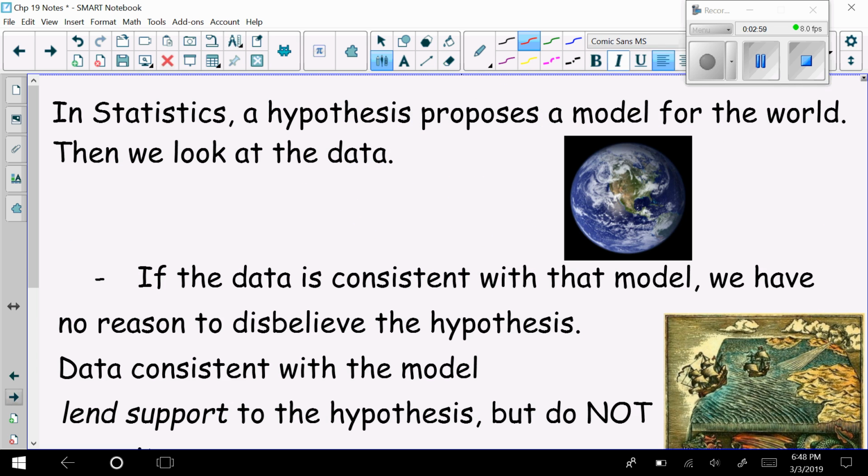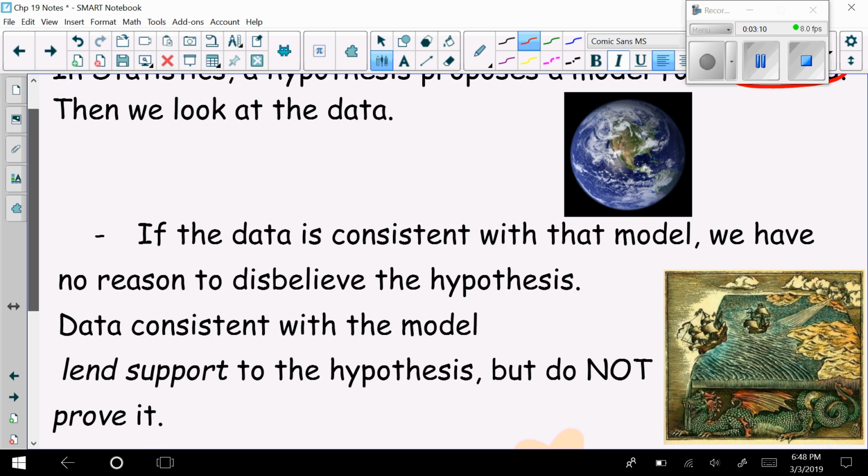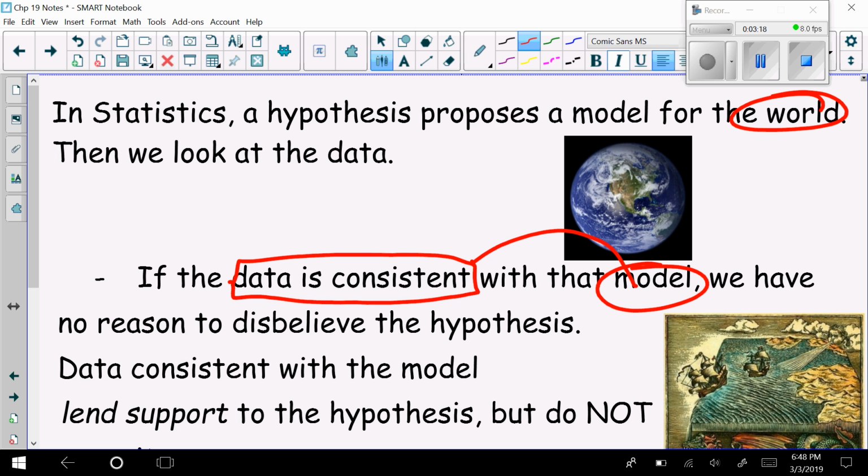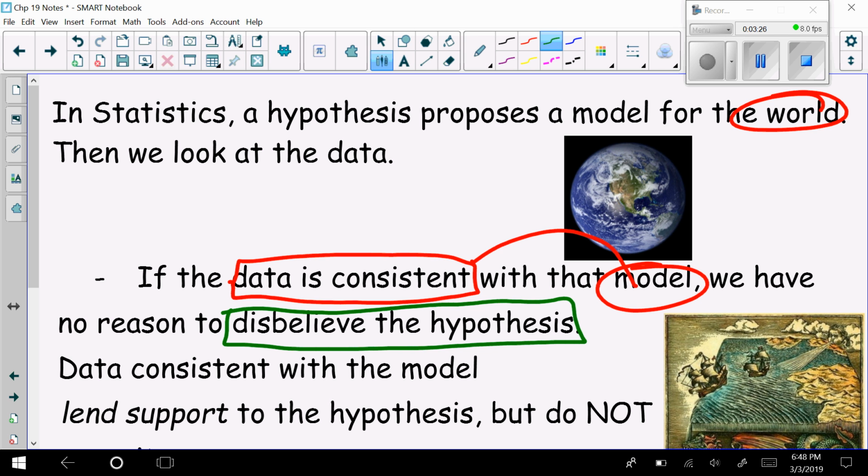Again, in statistics, a hypothesis is something about the real world. We make some kind of claim, and then we sample. We hope the data that we collect is consistent with the model that we chose. We do not disbelieve or distrust our hypothesis.